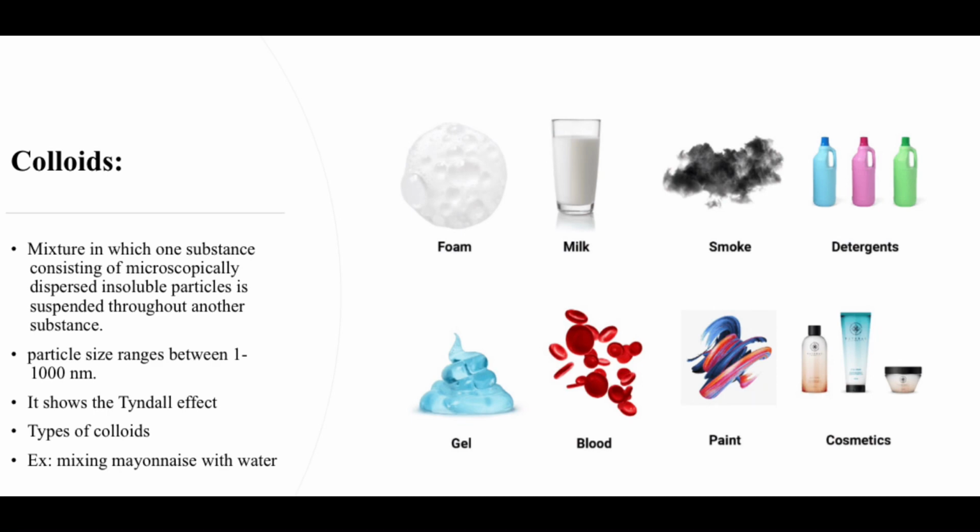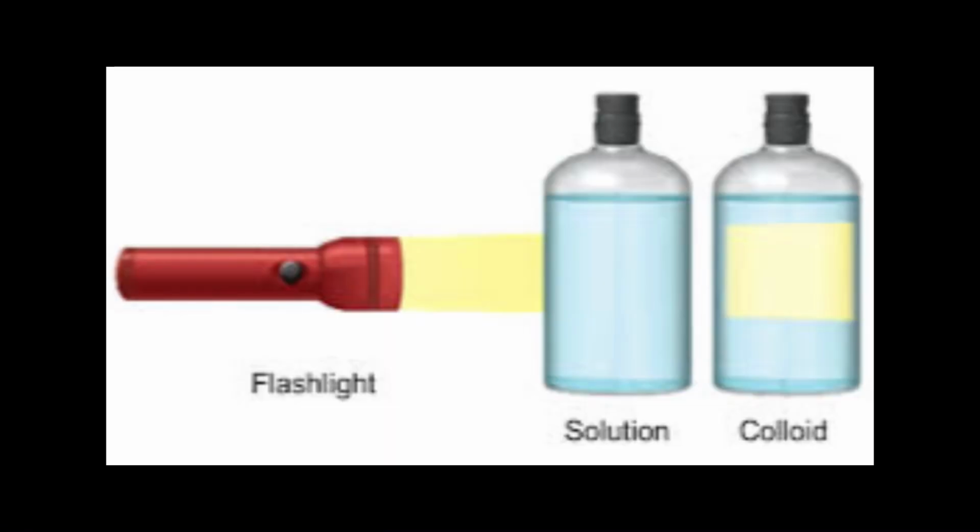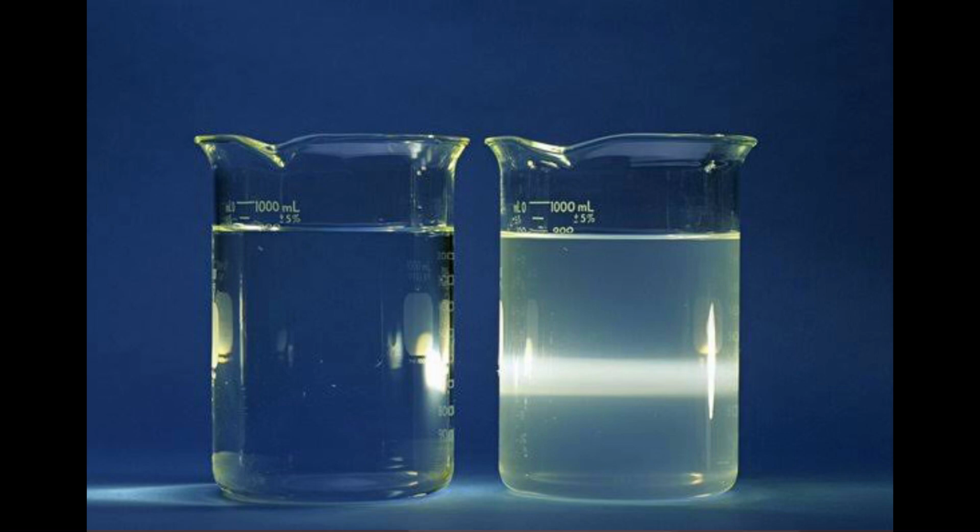Now we will talk about colloids. Colloid is a mixture in which one substance consisting of microscopically dispersed insoluble particles is suspended throughout another substance. Their particle size ranges between 1 to 1000 nanometers. It also shows the Tyndall effect, which means that it scatters light and shows its path through itself.